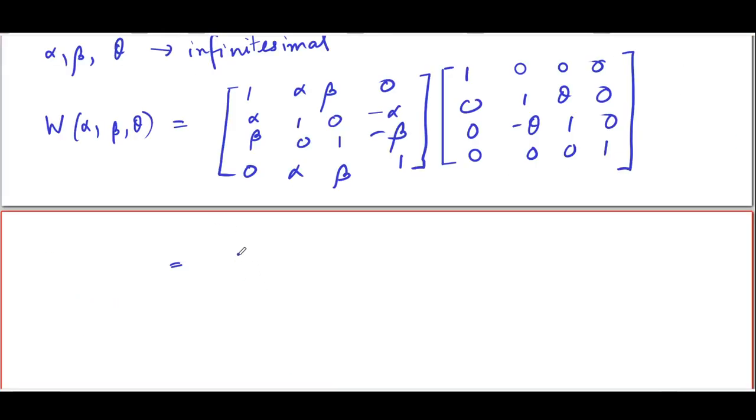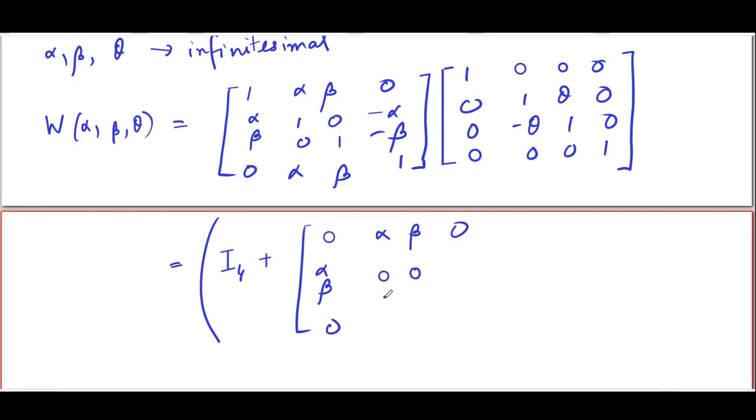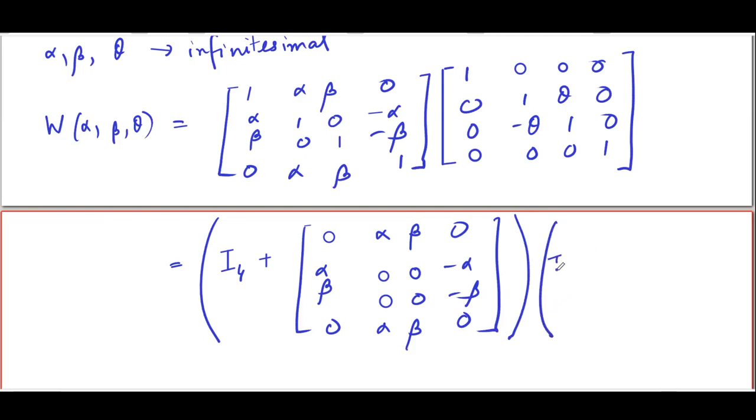Now, these matrices are easily multiplied, especially by recognizing that you have a 4 by 4 identity matrix in both of them, to which you add a matrix which is, first of all, sparse and contains only infinitesimal elements to the first order. Here you get this: 0, 0, 0, 0, minus alpha, minus beta, and alpha, beta, 0. So that's the S(α, β), for infinitesimal alpha, beta, of course. And similarly, the R(θ) for infinitesimal theta becomes the 4 by 4 identity matrix plus 0, 0, 0, 0, 0, 0, theta, 0, 0, minus theta, 0, 0, 0, 0, 0, 0.